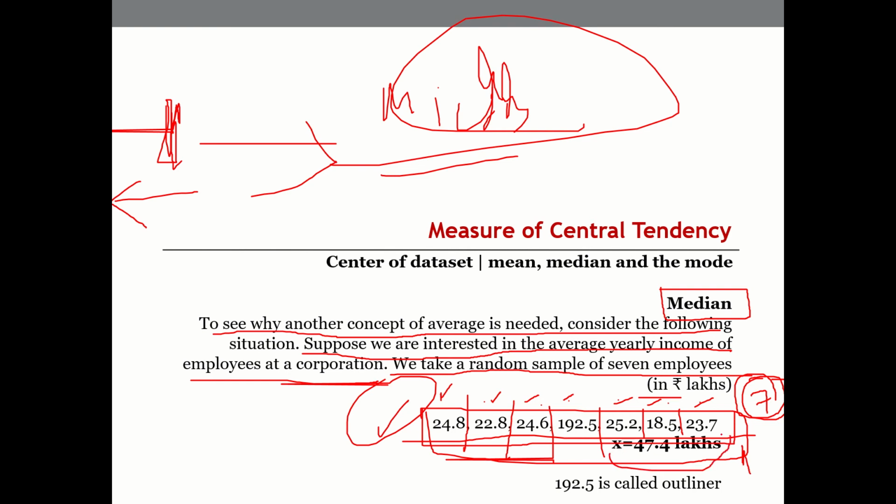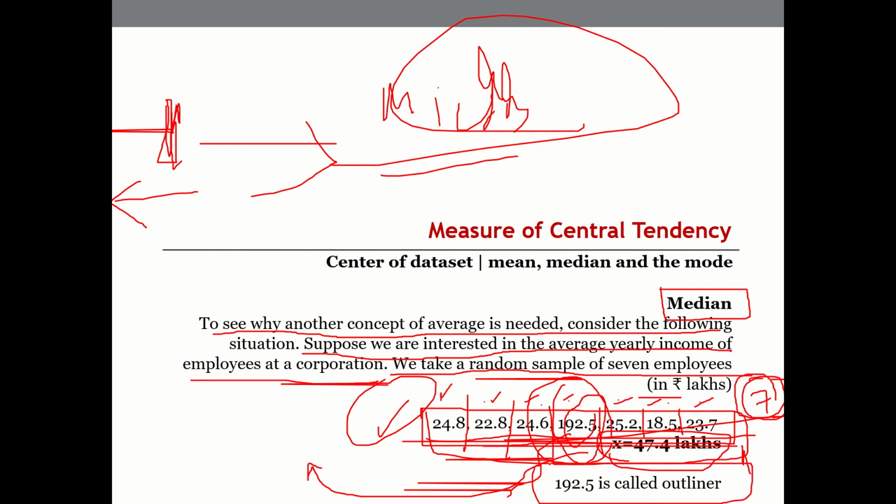Which is 47.4. Sometimes this may not be a correct indicator because there is one person who is actually getting four or six times more than the average numbers. So sometimes that may give a wrong indication of the data set that we have.